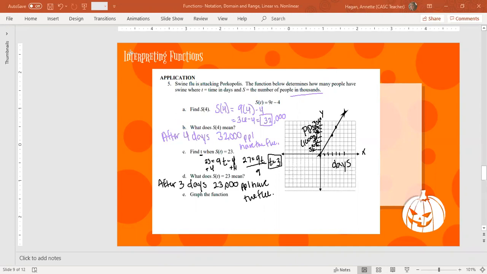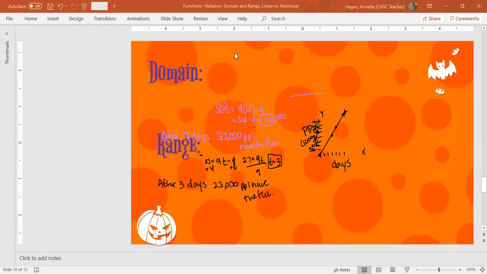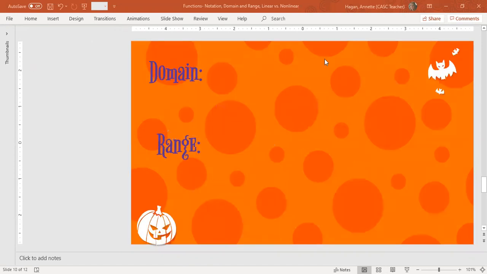So we can make predictions with functions. We can make lots and lots of predictions with functions. Okay? That's how we interpret functions. And then last but not least, I want to talk to you about domain and range. Domain and range are super easy.